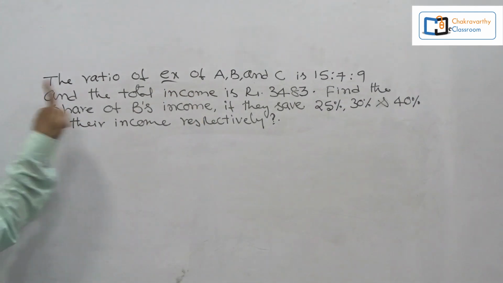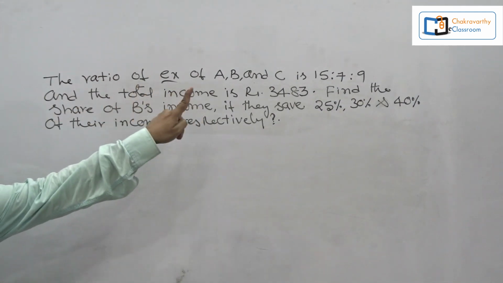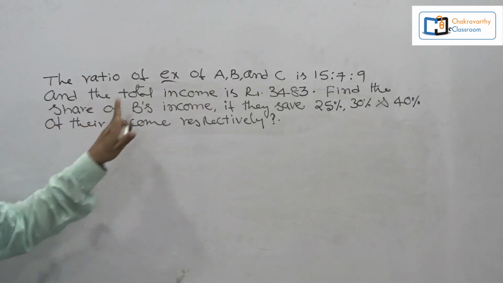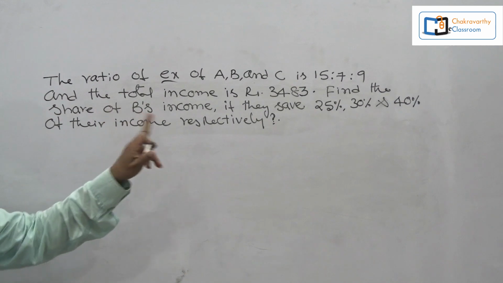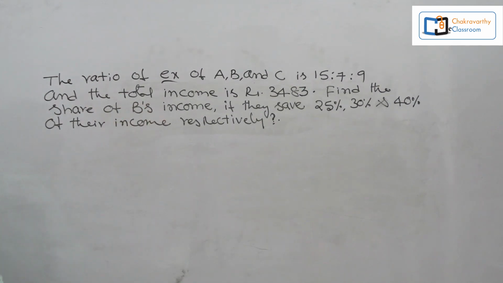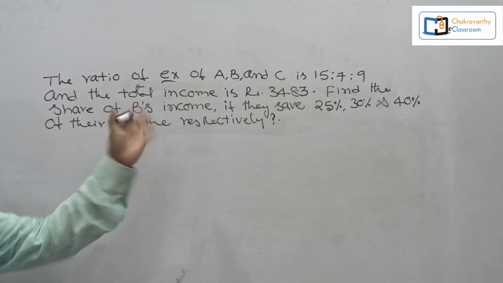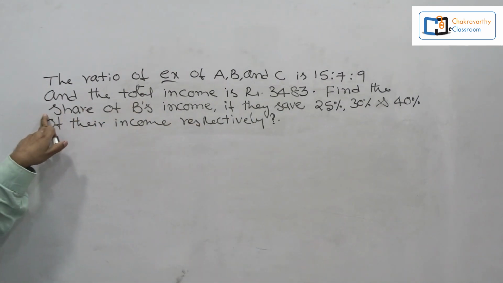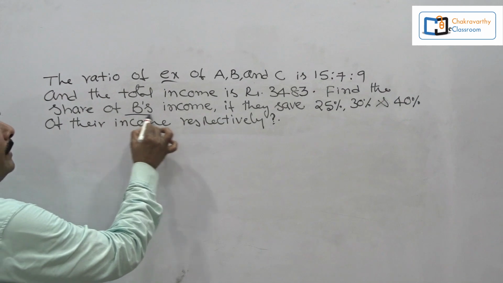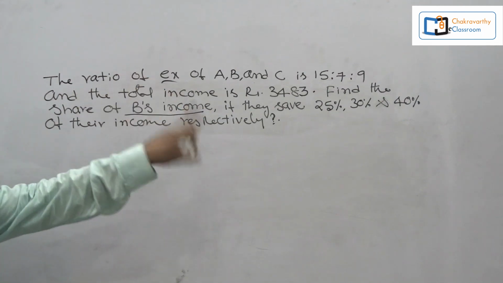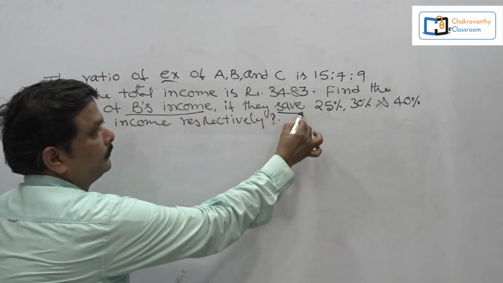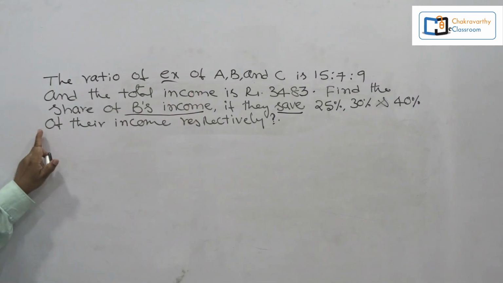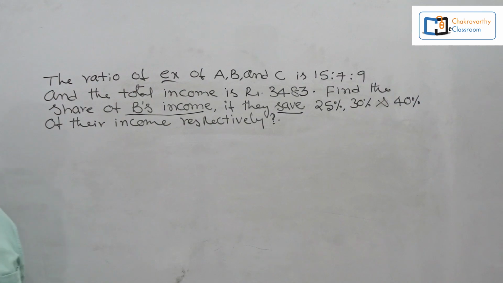The ratio of expenditure of A, B and C is 15:7:9 and the total income is 3483. This is the information. Further, find the share of B. This is the question. Find the share of B's income if they save 25%, 30% and 40% respectively of their income is the question.